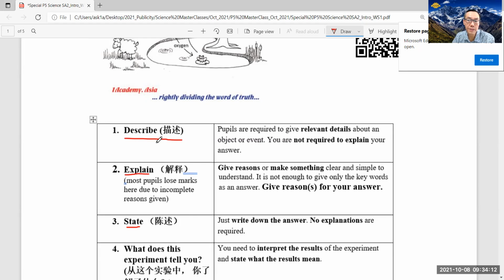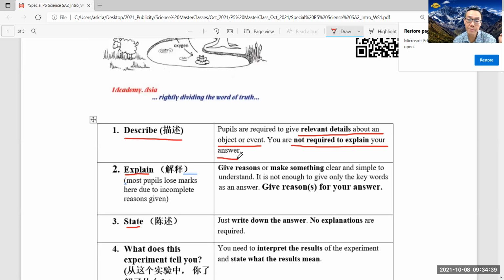So when you see the word describe, students are required to give relevant details about an object or an event or an experiment. If you see the word describe, you try to relate to your composition writing, like you're doing a narrative composition. So you just write down what you see, what you observe. You are not required to explain the answer.